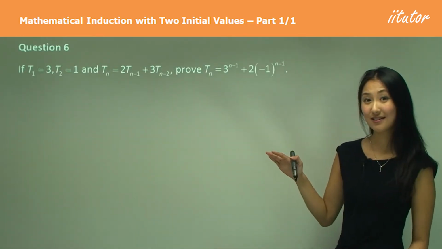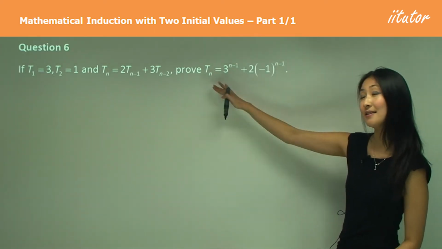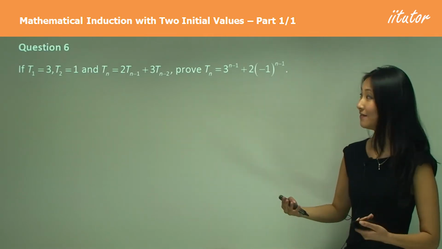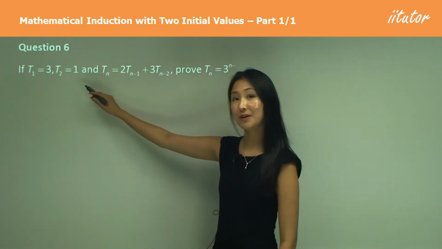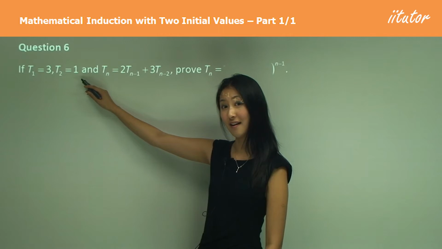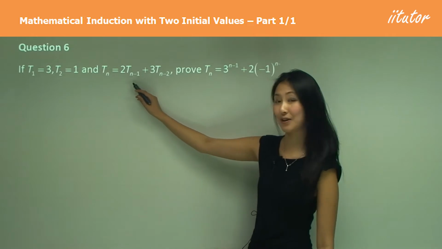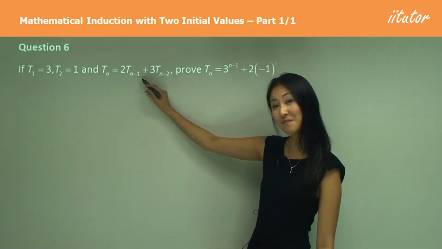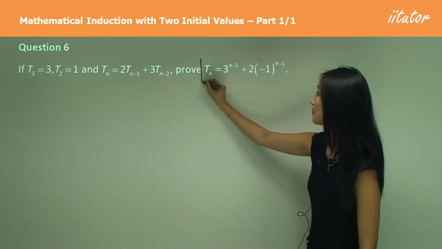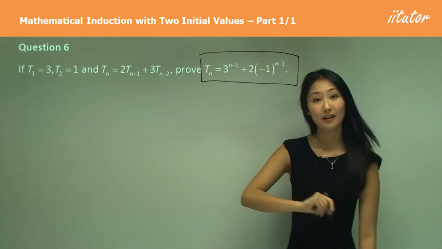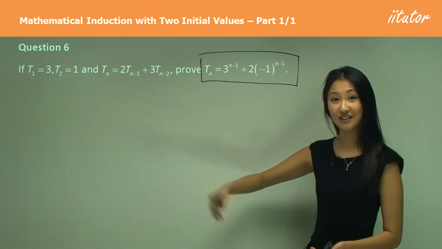So in question 6, we want to prove that Tn equals this. This is what we want to prove. And we're given that the first term, T1, equals 3, and the second term, T2, equals 1. And also that the general formula is Tn equals 2 times Tn minus 1 plus 3 times Tn minus 2. But remember, this is what we're proving here, okay? And this is just extra information like we had in the previous question.